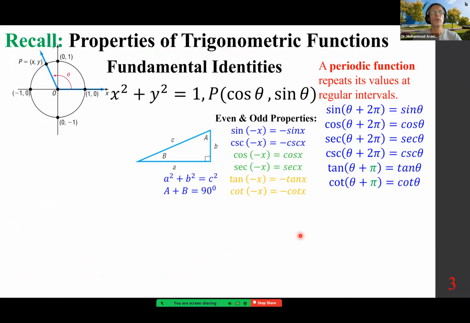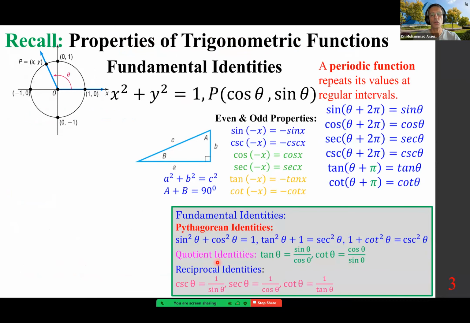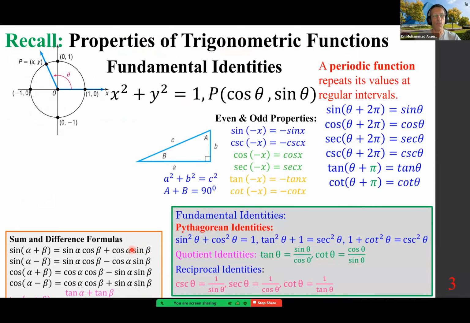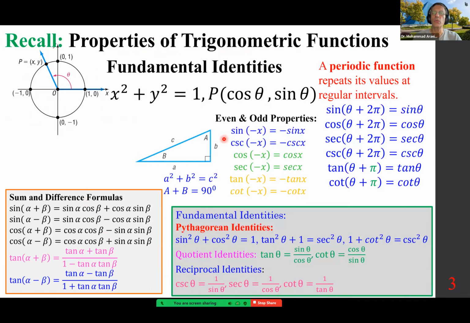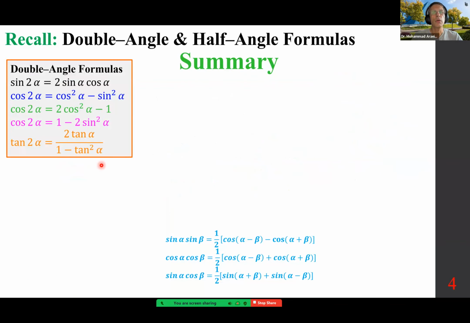So, various identities from fundamental identities are Pythagorean identities, quotient identities, reciprocal identities, sum and difference formulas. Trigonometric functions are periodic functions. They are all odd with the exception of cosine. Law of sines and law of cosines are mentioned here. Double angle and half angle formulas are given here.